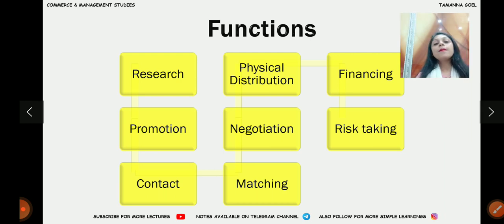Physical distribution, bade bade intermediaries hote hain. They will also provide you the logistic facilities. They will, you know, pick up the product from your warehouses and they will sell the product to the consumers. So they provide those logistics and physical distribution facilities also.